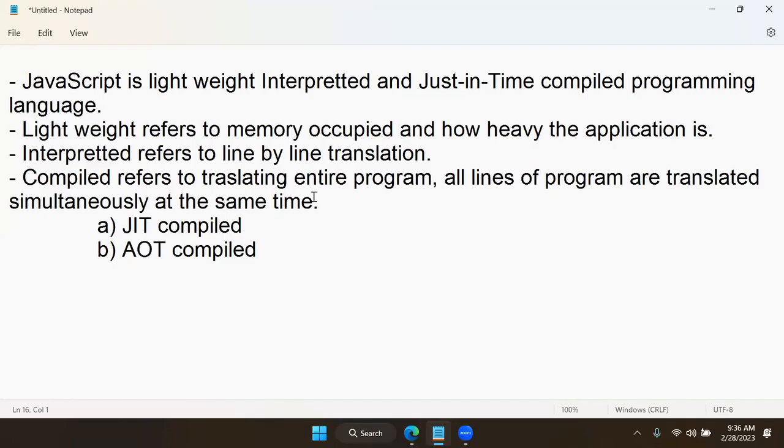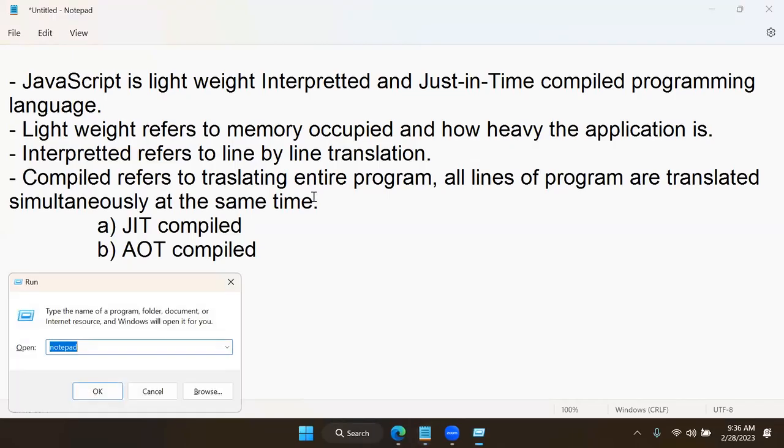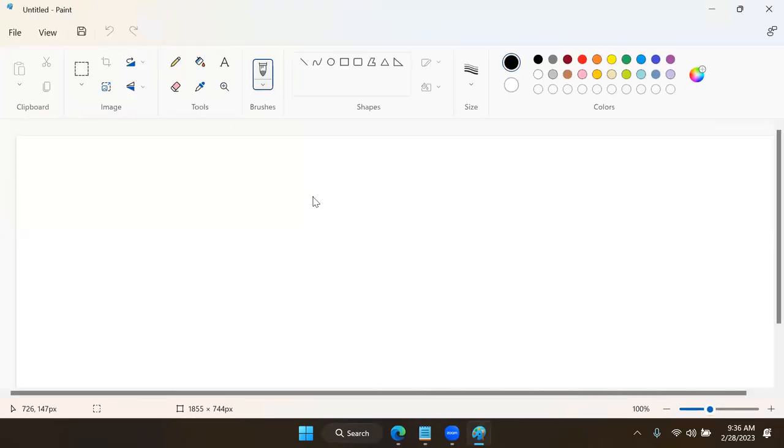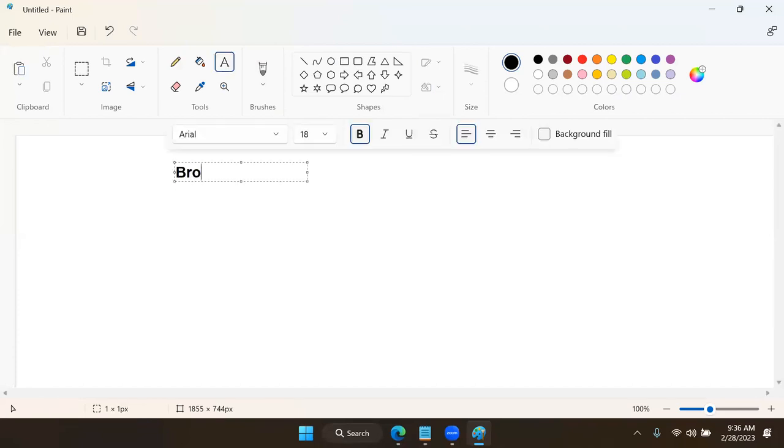What is the difference between these two? What is just-in-time compiled and what is AOT compiled? I will tell you a simple process. Actually, to understand that concept, I will show you a small representation. For example, we are having a browser.